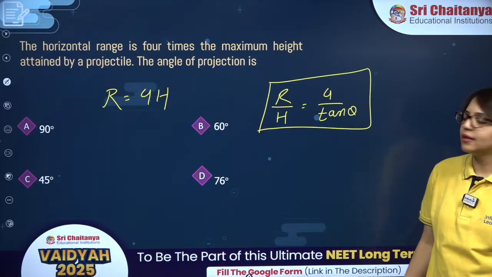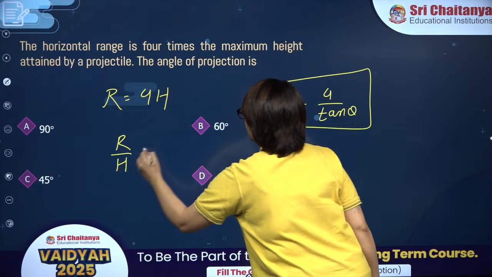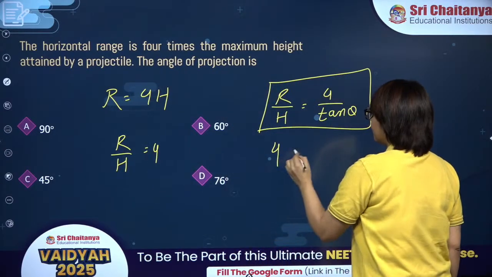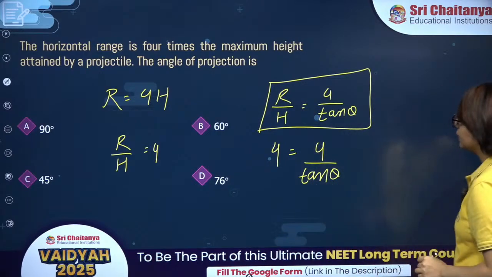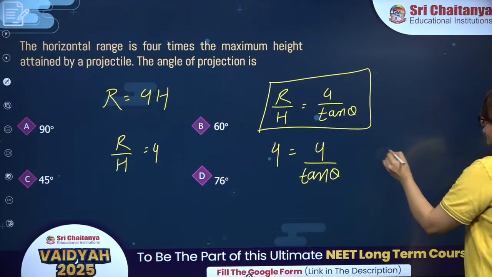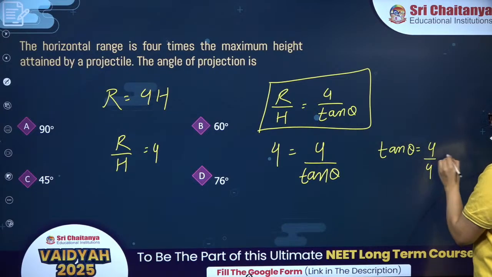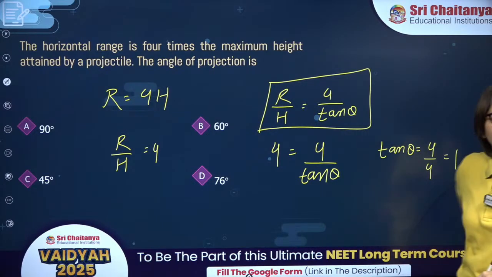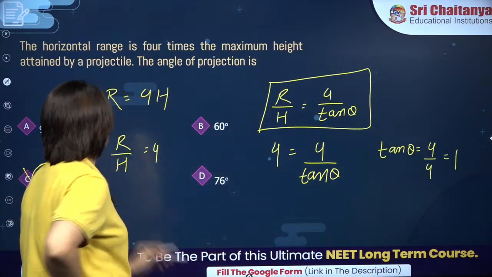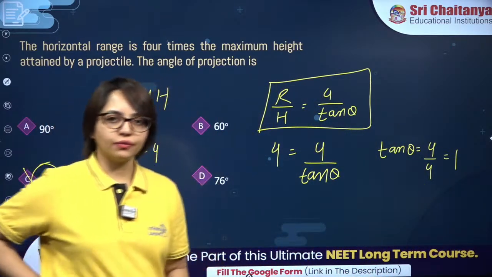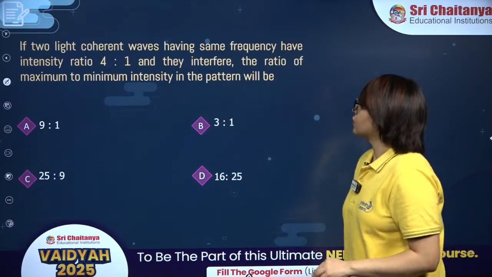Come on guys, R upon H in this one is 4. So basically 4 should be 4 upon tan theta. Okay. So here tan theta is 4 by 4, which is 1. Tan theta is 1 when the theta value is 45 degree. So correct answer is option C, when the theta value is 45 degree. Option C is the correct answer. Alright, let's try this one.